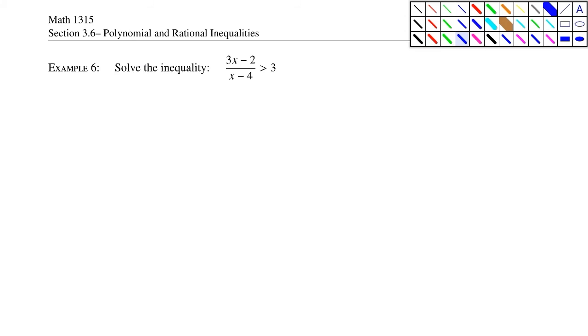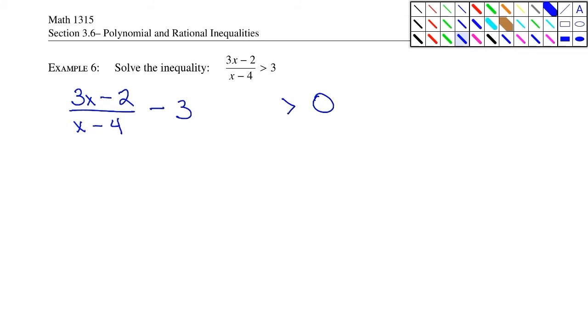Example number 6. Solve the inequality. 3x minus 2 over x minus 4 is greater than 3. All right, so to solve this, the first thing I'm going to do is move the 3 to the left side. It comes over as a negative. I'll leave a little space because I'm going to add something in there. And that makes it greater than 0.